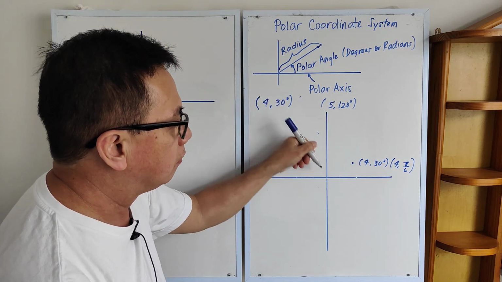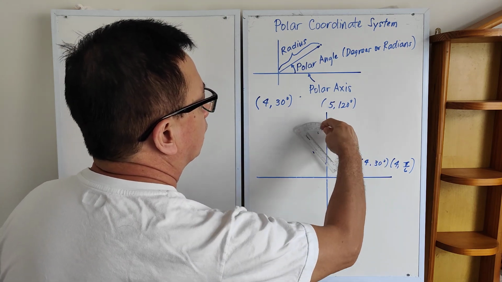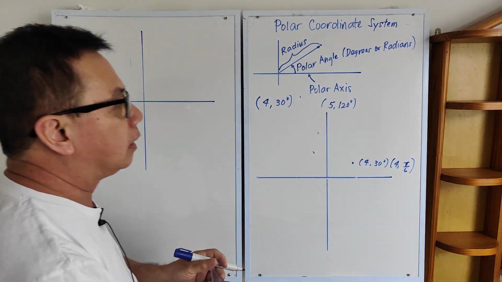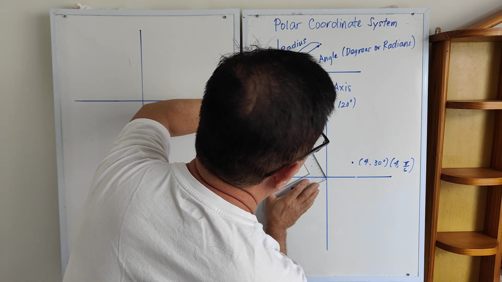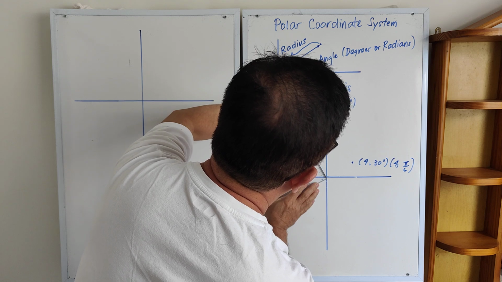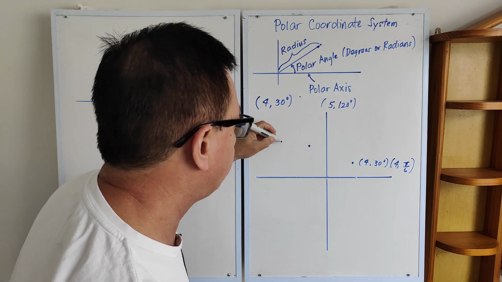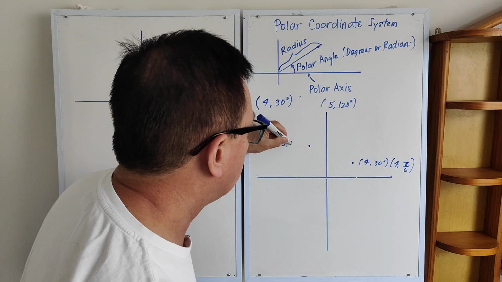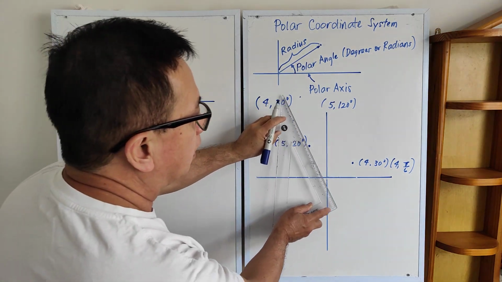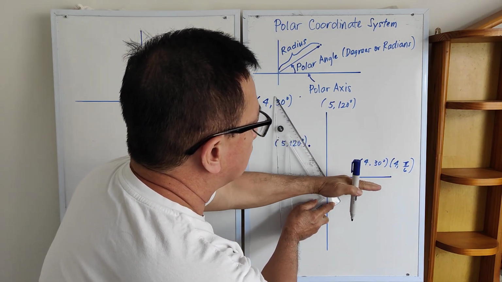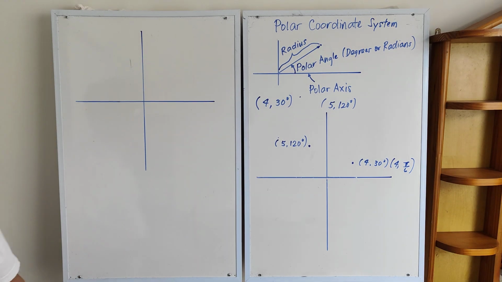So that will be the 120 degrees from this reference, from this polar axis, moving all the way to that angle. And then we put the length of 5 units, so that would be around here. So this point would be 5 and 120 degrees. This angle that it makes in here is 120 degrees, and the length of this one from the reference point to this point is 5 units.